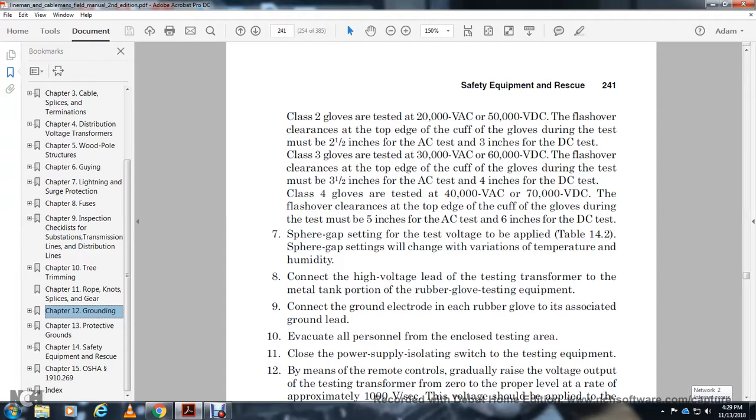Alright, your sphere gap setting for the test voltage is to be applied according to Table 14 at the rear of the gap. The testing switch chamber with the variation temperature for the humidity. Connect with the high voltage lever the testing transformer with the metal tank with the portion of the rubber glove to be tested. Connect the ground electrode within each of the rubber gloves that is associated with the ground lead.